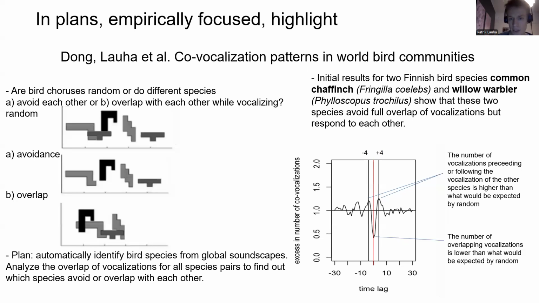And we already have some initial results. So these two Finnish bird species, common chaffinch and willow warbler, seem to avoid full overlap of vocalizations, but it seems that they tend to respond to each other. So right after one species is vocalizing, the other species tends to respond to that. And next we plan to more carefully analyze this for all species in Finland and then repeat this study for global soundscapes and global bird species. Thank you. Thank you, Patrik. Next slide, please.